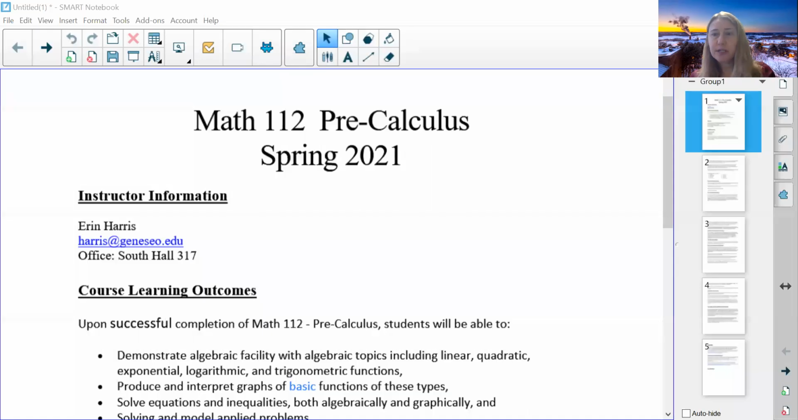In this segment, I am going to be going over the basics from the syllabus. All right, so here it is, the Math 112 Pre-Calculus Spring 2021 syllabus.